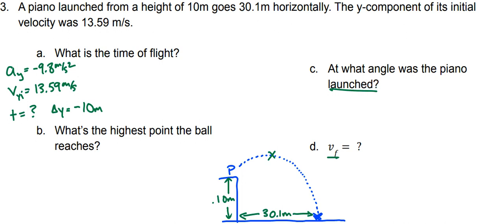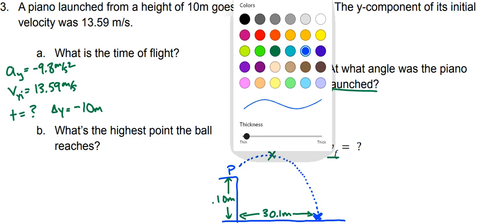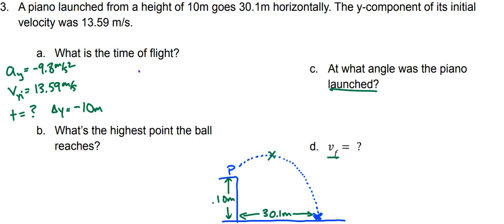Okay, so we do have an equation that uses all of these things in it, and that is equation number 3. I'll point out right now that having these 3 things, we could find v final, and we could avoid equation 3 if we wanted to. But I don't want to. So here we go. Negative 10 is equal to the initial velocity in the y, 13.59 t, plus 1/2 times negative 9.8 times t squared.